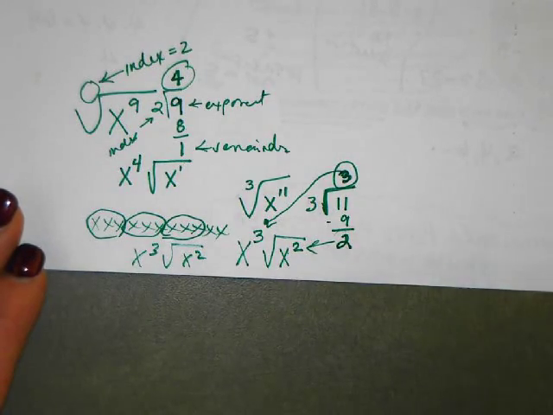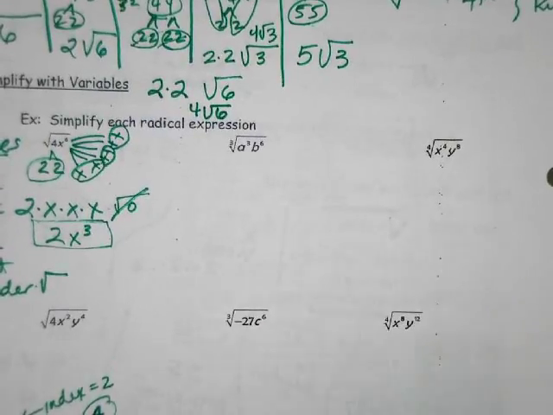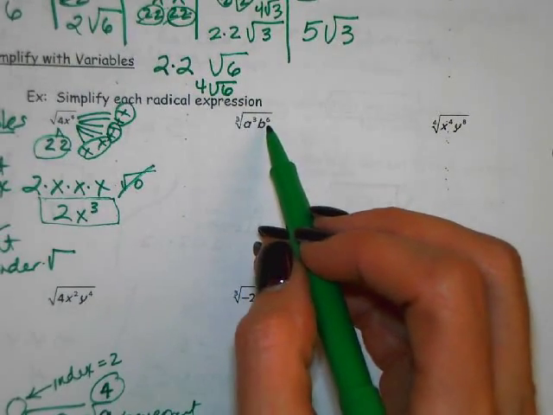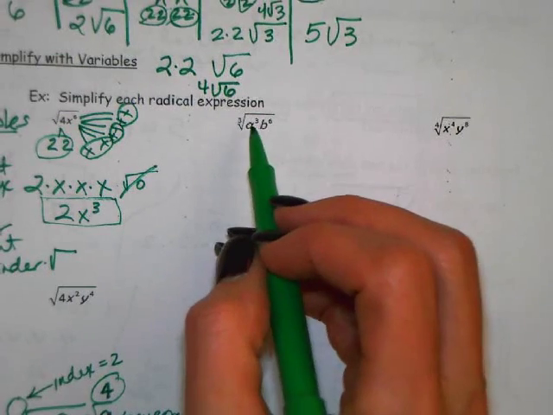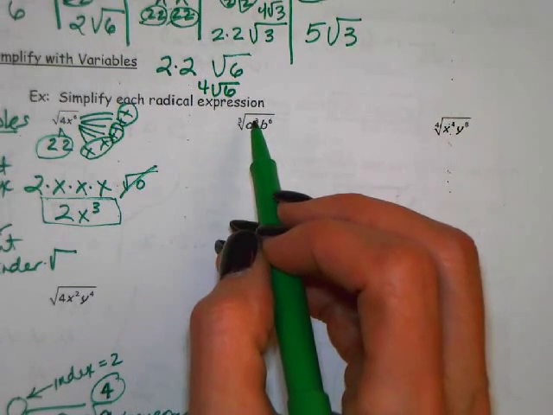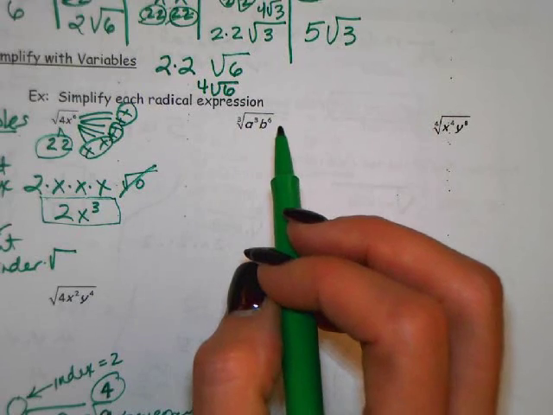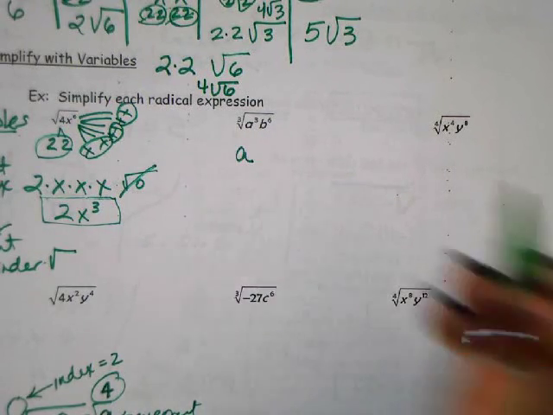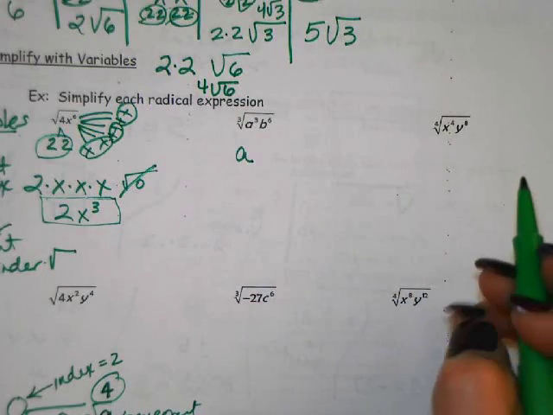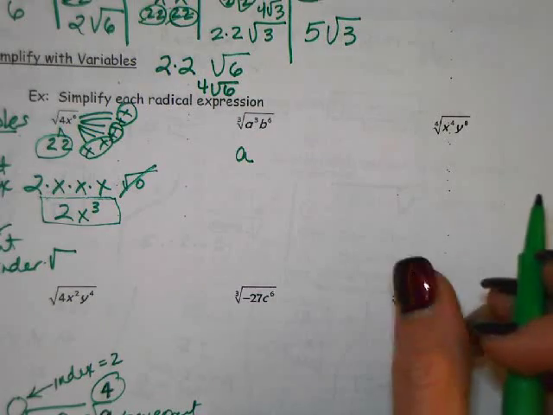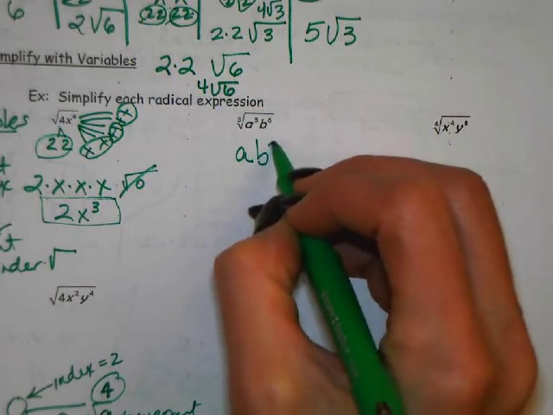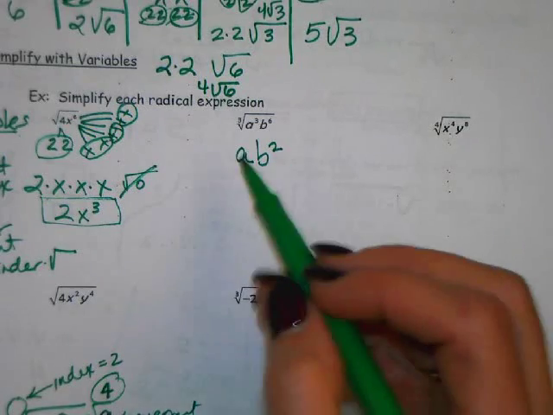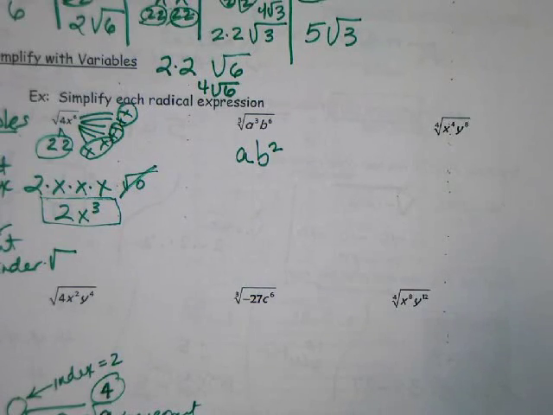Okay? Alright, so let's look at some of these right here. So I have the cube root of a cubed b to the 6th. So I'm going to take the 3 and divide it by 3. What's 3 divided by 3? 1, right? So I can bring 1a out. I have 6 divided by 3. What's my whole number? 2. So I can bring b squared out. Since the remainder is 0, nothing remains underneath the radical sign.